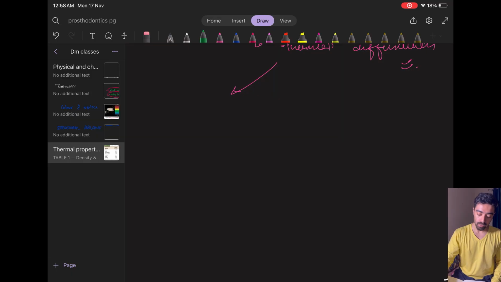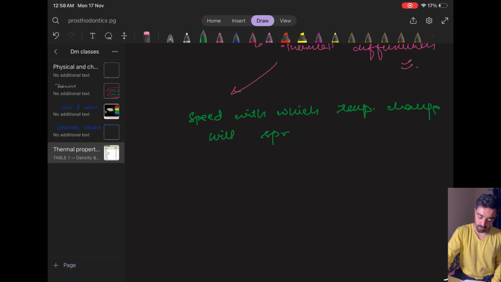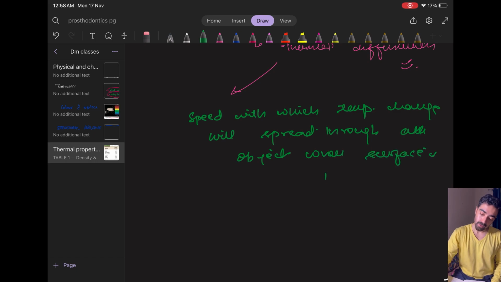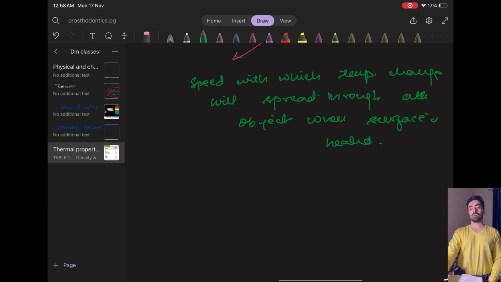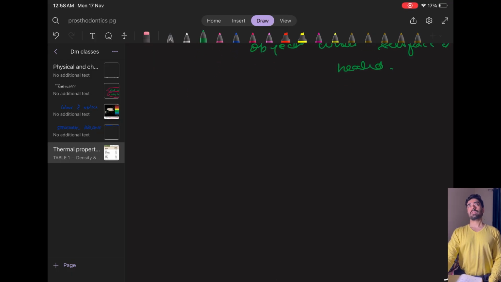It is the speed with which temperature change will spread through an object when the surface is heated. So it's not the quantity of heat transferred or anything, it is the speed with which temperature change occurs.